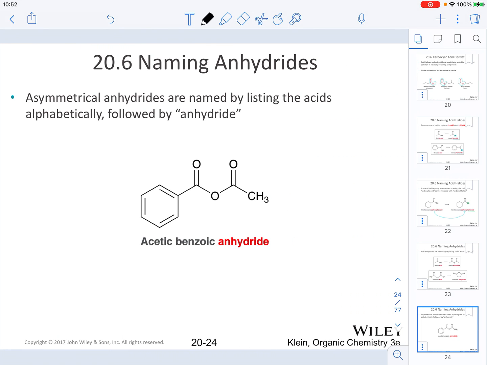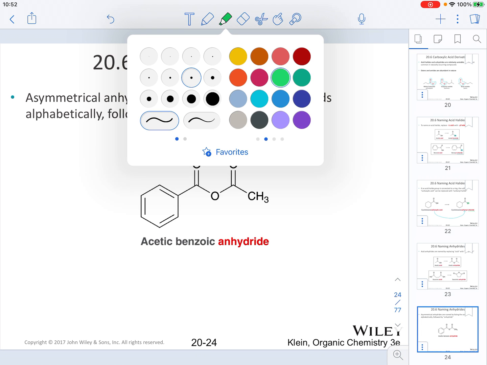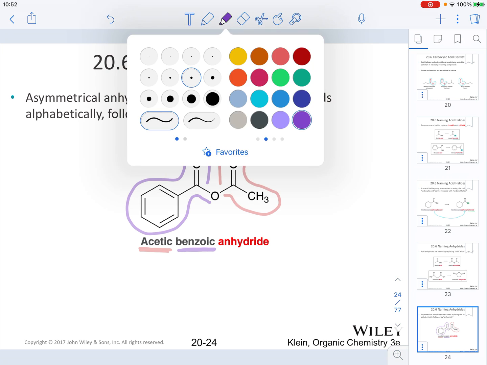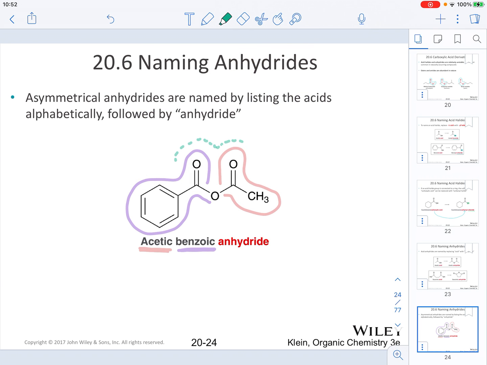When it comes to asymmetrical anhydrides, they are named by listing the acids in alphabetical order followed by anhydride. So as you can see here, in this molecule, I'm just going to highlight the different groups. This portion of the molecule is acetic acid. This portion of the molecule came from benzoic acid. That's why at the end, since this whole thing is an acid anhydride, the last word is anhydride.